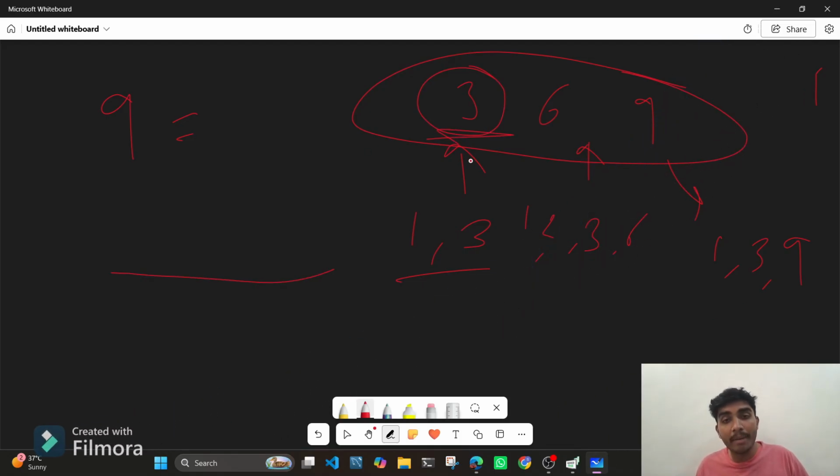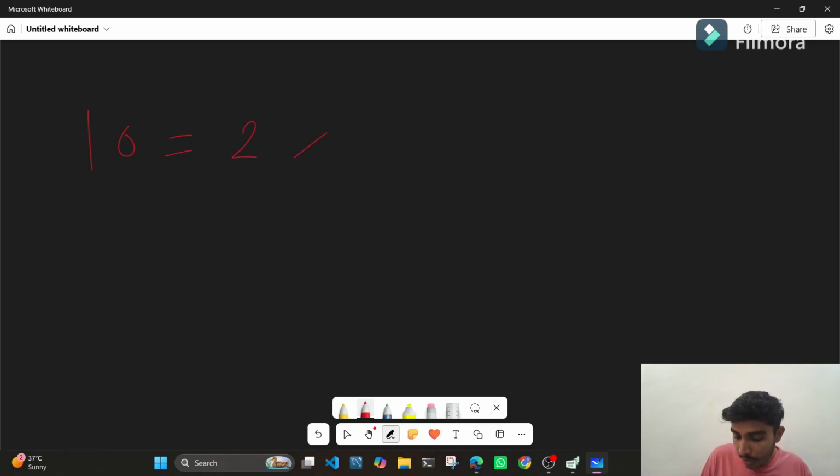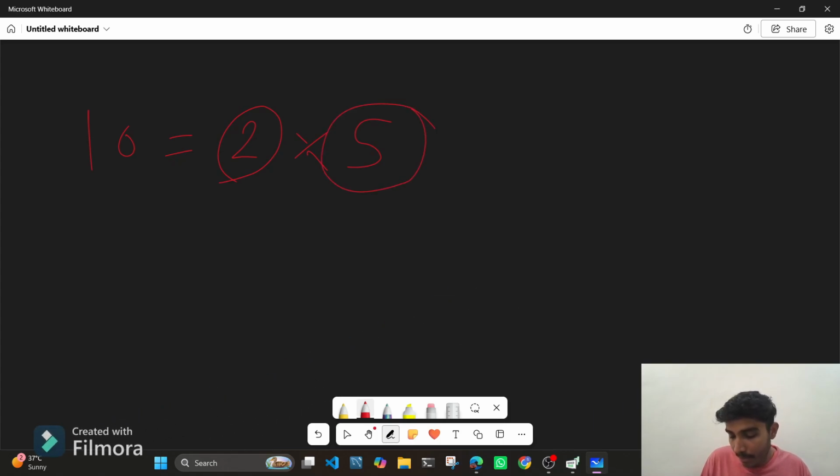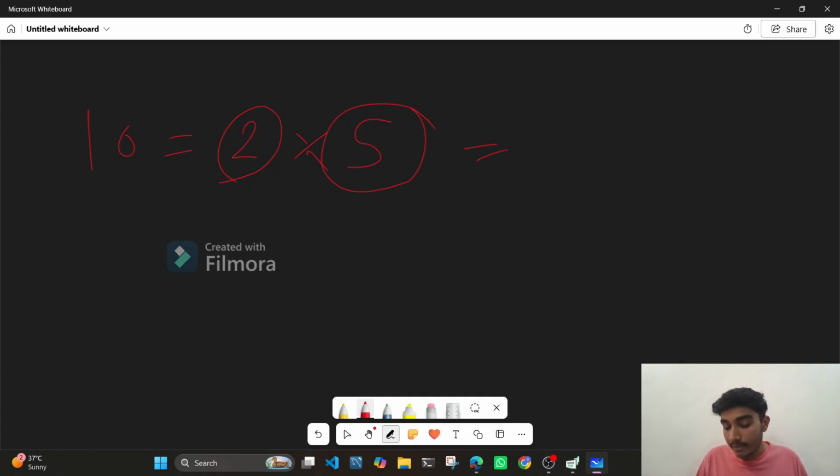Then what are prime factors? Every number has some factors. If we take 10, we can write 10 as 2 into 5. Now 2 is a prime number, and 5 is also a prime number. So these are the prime factors of 10. We cannot divide them further, as they are not divisible by any other number.